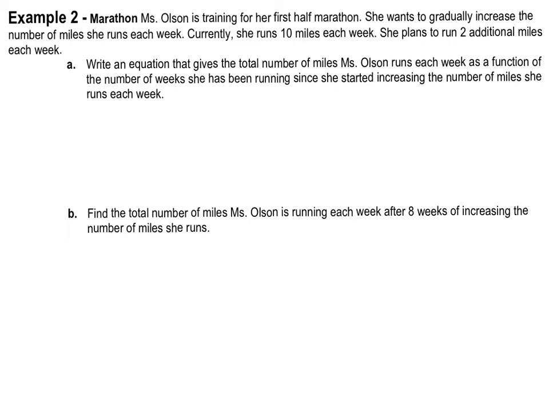So what you need to do, first of all, is read the given information. So that was that top part about the marathon. A and B is going to separate them into step 1 and step 2. So in this case, your first step is to write an equation that gives the total number of miles Miss Olson runs each week as a function of the number of weeks she has been running since she started increasing.